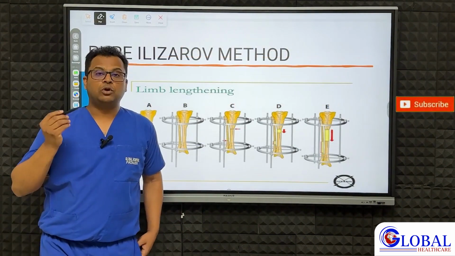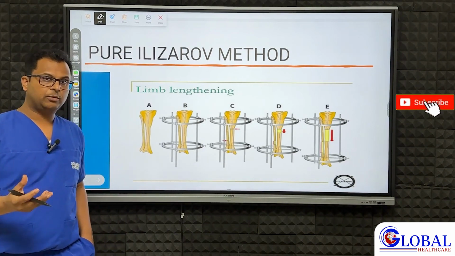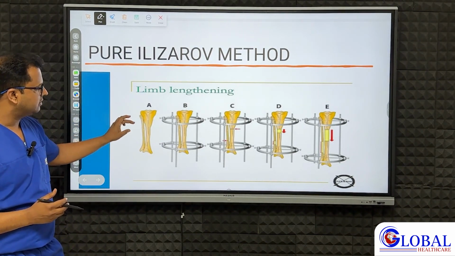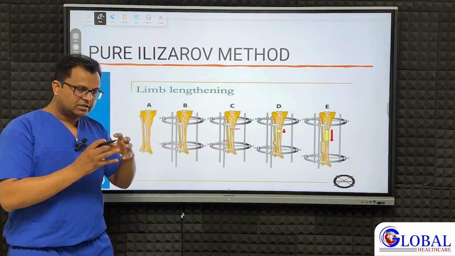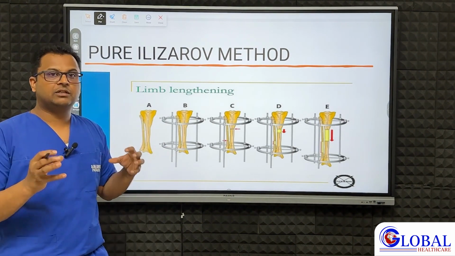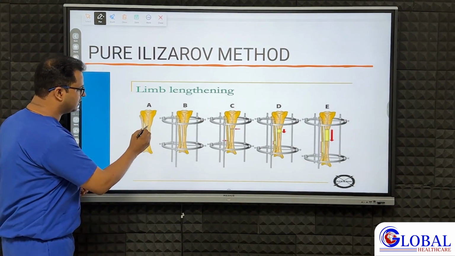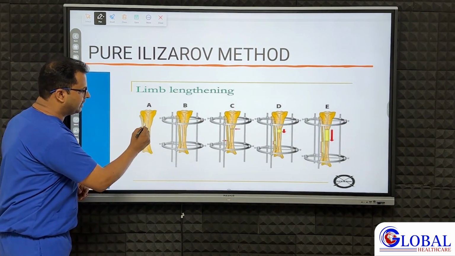So friends, if you want to go for lengthening of a leg, and especially you are planning for tibia, here you can see the tibia, and this is the fibula, the system here is the pure Ilizarov method. All the methods will remain the same. First of all, we need to make an osteotomy, as we have discussed. So in tibia, we will make an osteotomy at the upper end of the tibia.